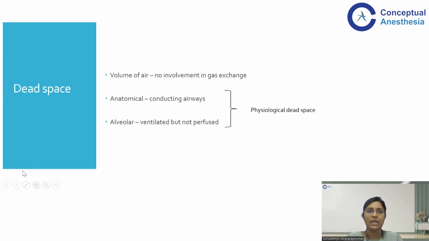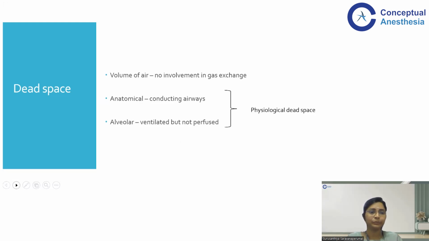So what is dead space? Any amount of air that you have inhaled but that is not taking part in gaseous exchange is called dead space. The dead space can be of two types. One is anatomical dead space and the next is alveolar dead space. The anatomical dead space is the volume of air which is present in the conducting airways. And the alveolar dead space is where the alveoli is ventilated but not perfused. There is no blood flowing through the alveoli to take part in gaseous exchange, and that is alveolar dead space. Normally, alveolar dead space is very negligible.